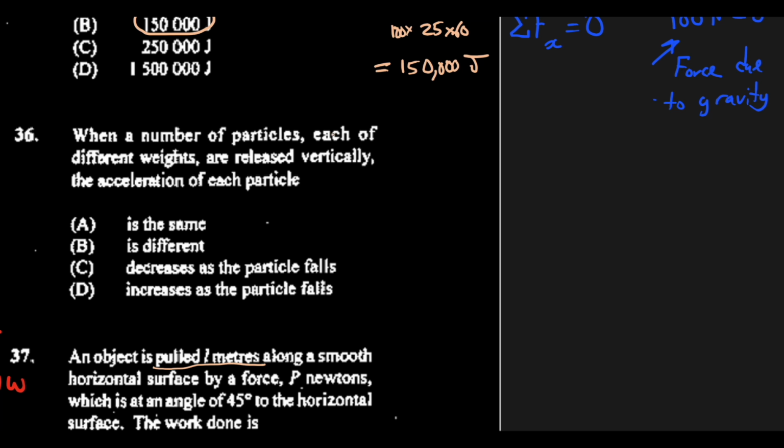When a number of particles, each of different weights, are released vertically, the acceleration of each particle is expected to be the same, because the impact of gravity will be the same no matter what we use.